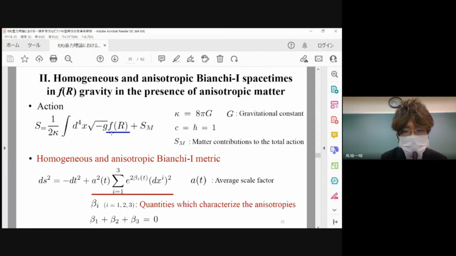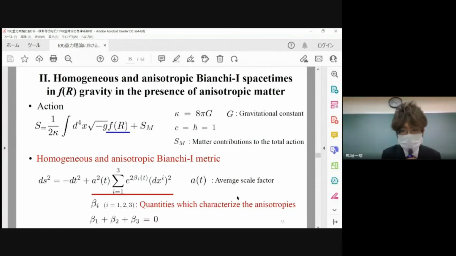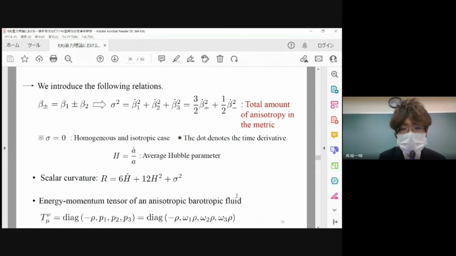Here we consider the F(R) action plus the ordinary matter contributions to the total action. The homogeneous and anisotropic Bianchi type I spacetime metric is given by this form. Here a is an average scale factor and beta are quantities which characterize the anisotropies. We introduced these relations for beta, and therefore sigma squared is the total amount of anisotropy in the metric. And also H is the average Hubble parameter.